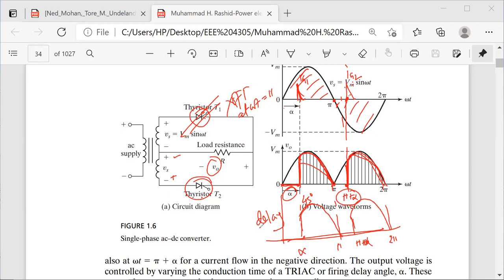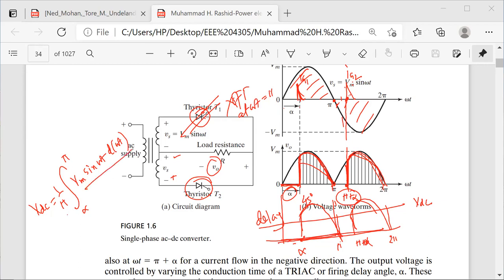So what will be the average value, VDC? VDC will be the integration from alpha to pi of Vm sine omega t, d omega t, divided by pi. Because this is repeating, we don't need to integrate both cycles. Only a half cycle integration, divided by the time 0 to pi, that means pi. That will be your average value. You got my point? Yes, sir.